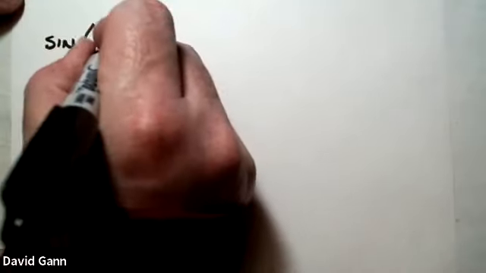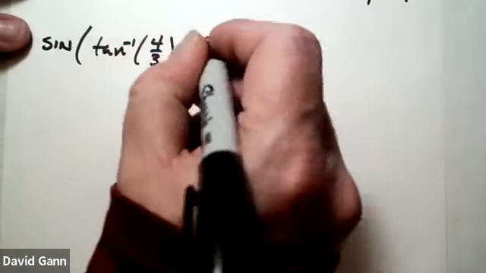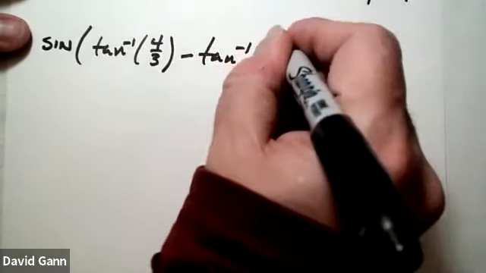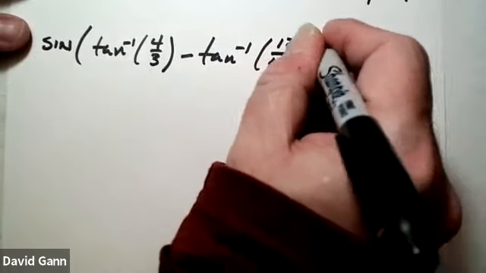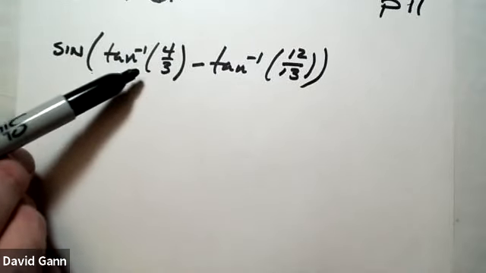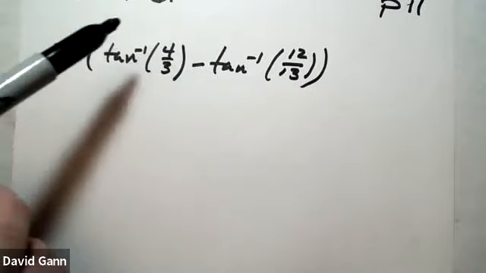How about we take a difference? So let's find the sine of the inverse tangent of 4 over 3 minus the inverse tangent of 12 over 13. Okay, now again, I don't know this exact value, but this is definitely an angle, and that's definitely an angle, and it's a difference between two angles. So I have sine of A minus B, where this angle is A and that angle is B.